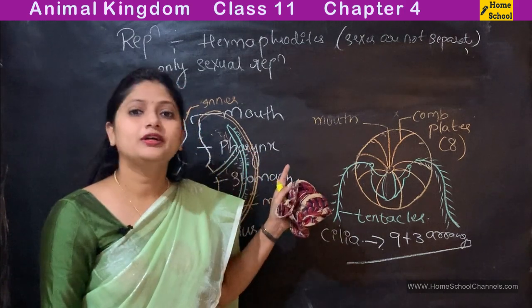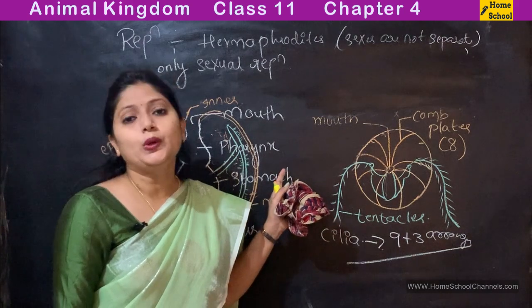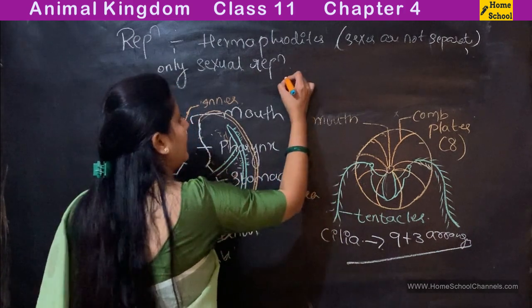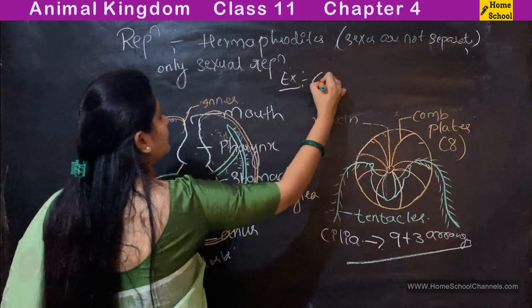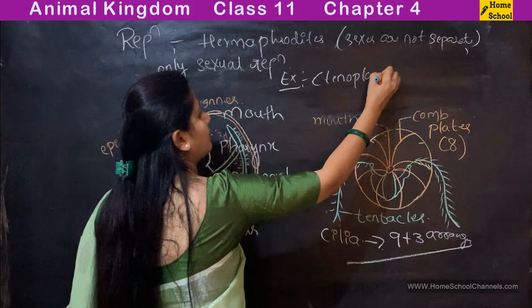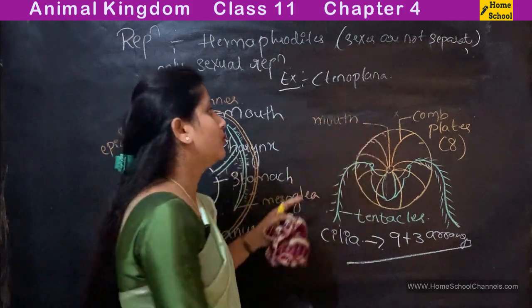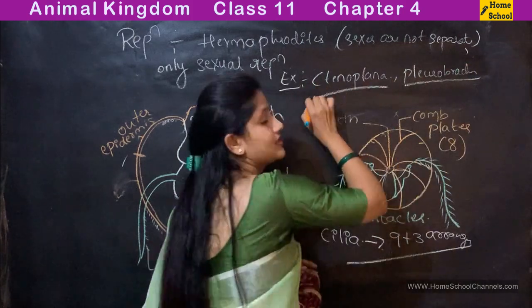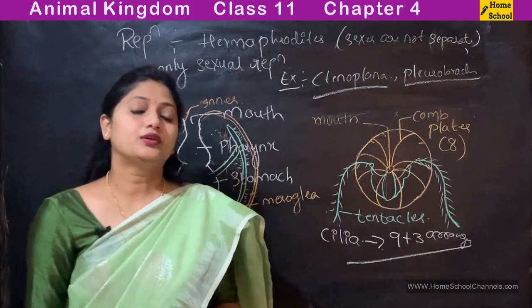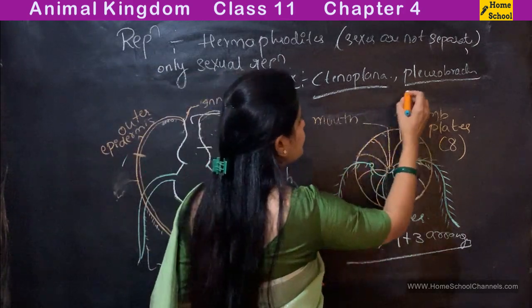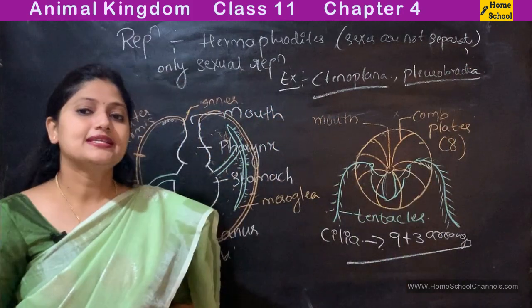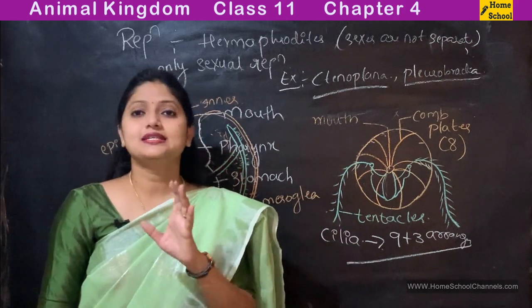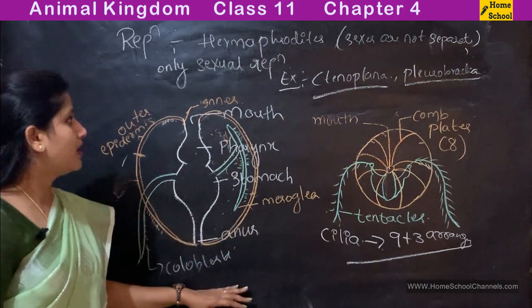So, this is about the characteristics of Ctenophora. If you look into examples of Ctenophora members, two important examples here are Ctenoplana and Pleurobrachia. So these are the two examples of the members of Ctenophora, and these are mainly called comb jellies as well as sea walnuts. Alright. So this is about the Ctenophora.